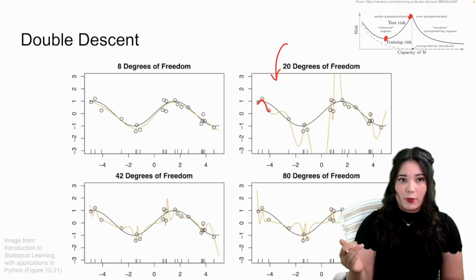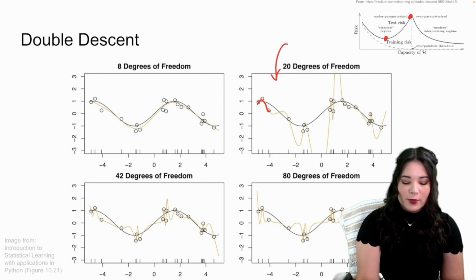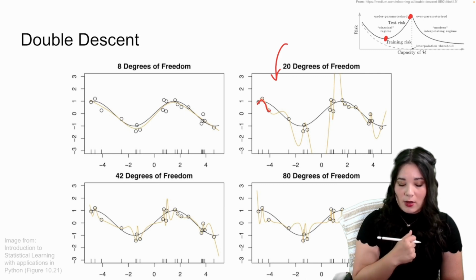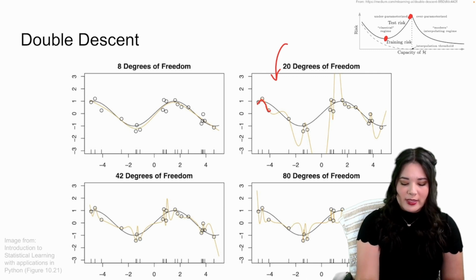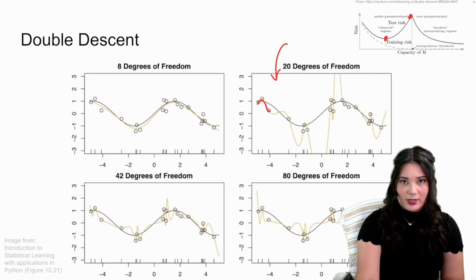In fact, we're probably way over here, where this model, we don't expect it to generalize well to data it has never seen before. But what's going to happen is we are going to keep increasing the complexity of this model. For instance, in the bottom left-hand graph, we see a model with 42 degrees of freedom, so a much more complicated model. However, when we look at the model that's actually fit, it looks a lot smoother and less wiggly than the 20 degrees of freedom model.